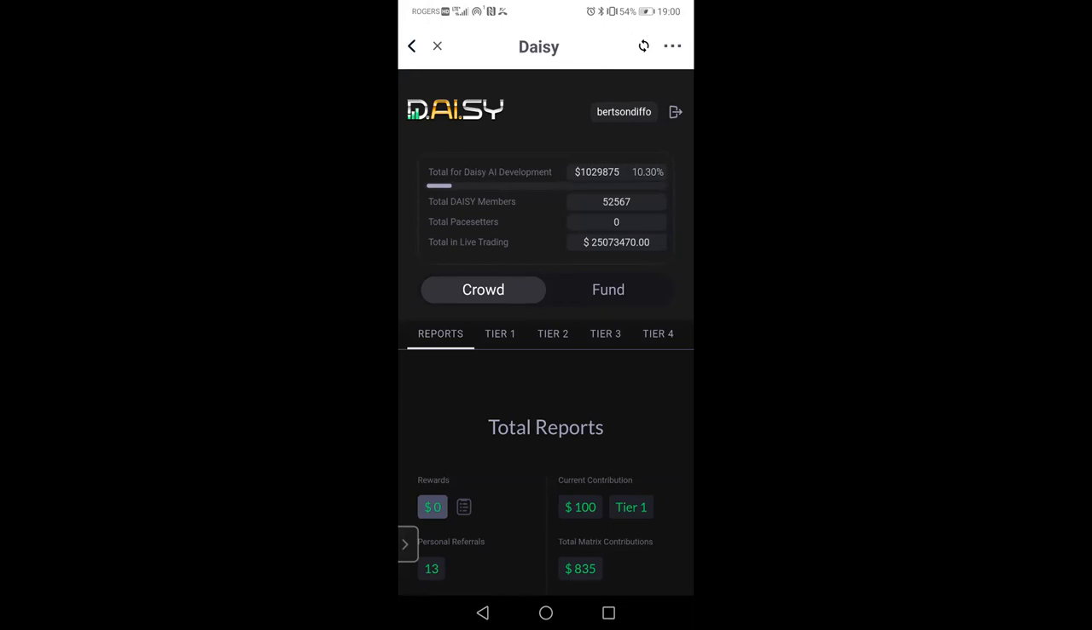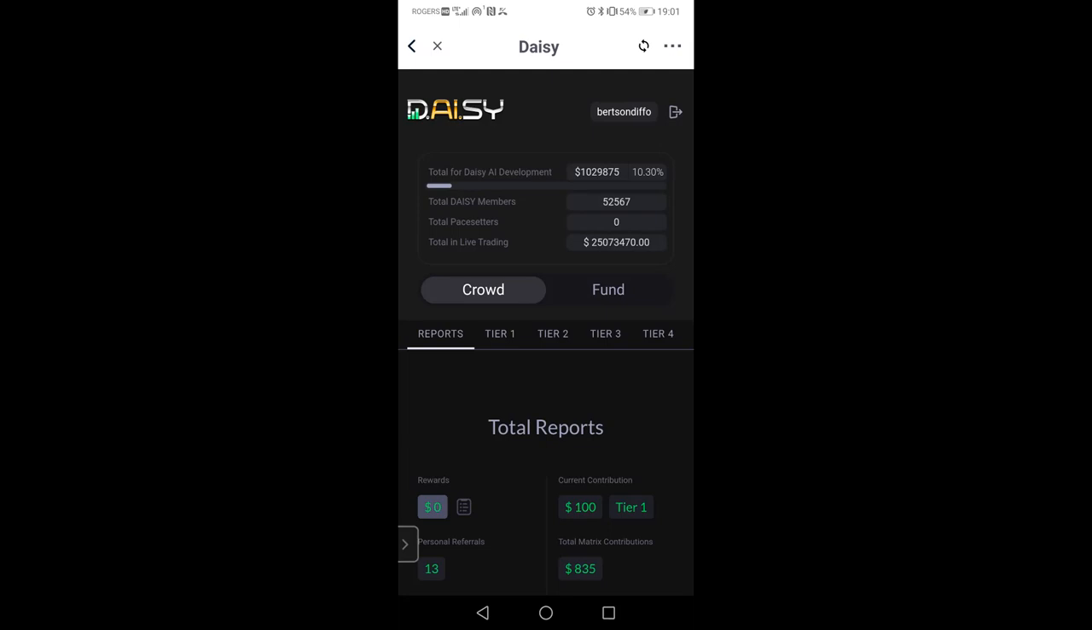You can see that DAISY currently has 52,567. This was in 4 days. And you can see also that for the DAISY AI development, the 10 million that we need to raise for the DAISY AI project, we've already raised $1,029,000. And for the trading account, we already raised $25,073,470.